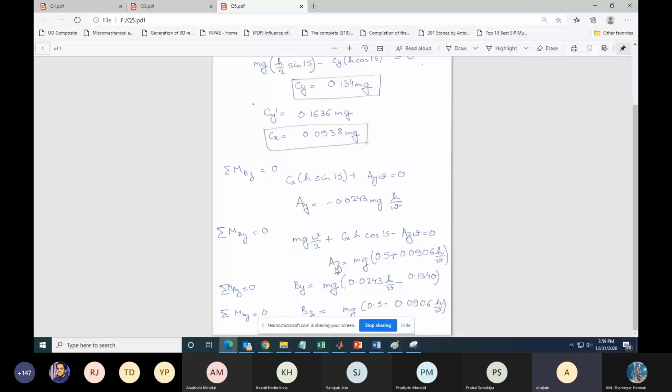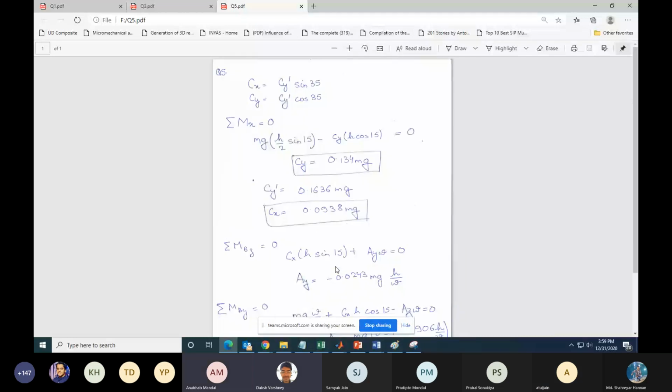Sir, in that first equation, you have multiplied Cy with H cos 15. Sir, I'm getting sin 15 over there. No, it's right. It will be H cos 15. You have to take the height, right? When the perpendicular distance is from the base. Yes, sir. Okay.